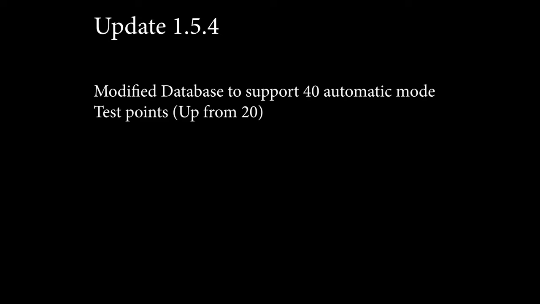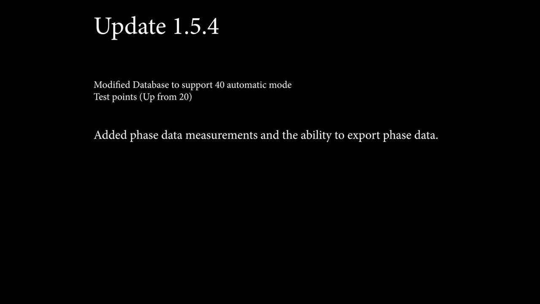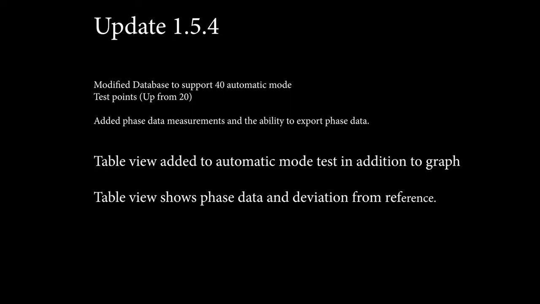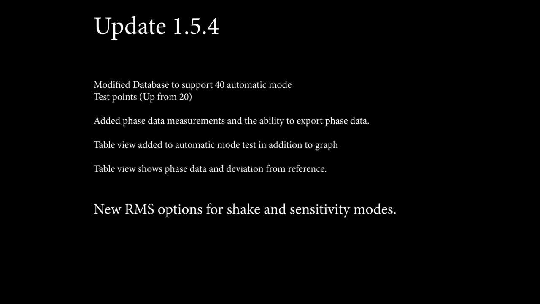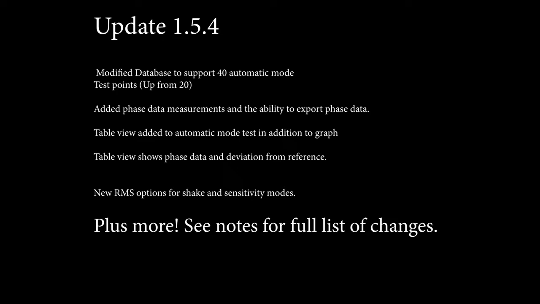Okay, in patch 1.5.4, we've modified the database to support 40 automatic mode test points. This is up from the 20 previous. We've added phase data measurements and the ability to export phase data. A table view has been added to the automatic mode test in addition to the graph. The table view shows phase data and deviation from the reference. New RMS options for shake and sensitivity modes have been added, plus much more. See the notes for a full list of changes, and in the comments below we'll list the changes as well.